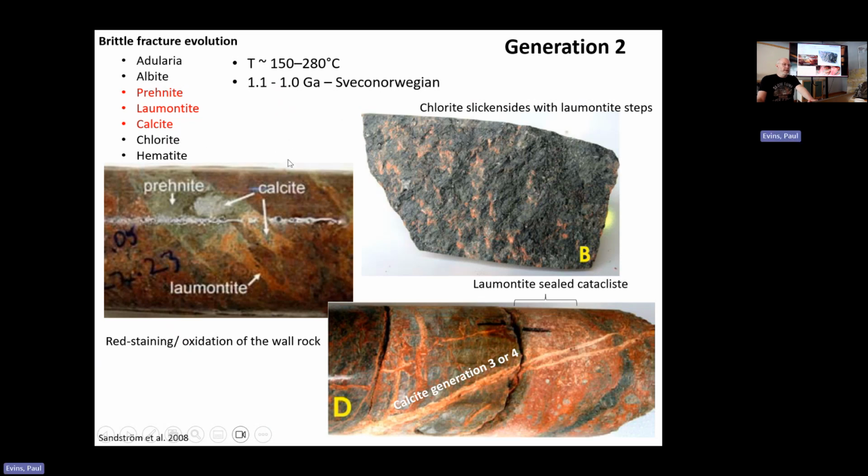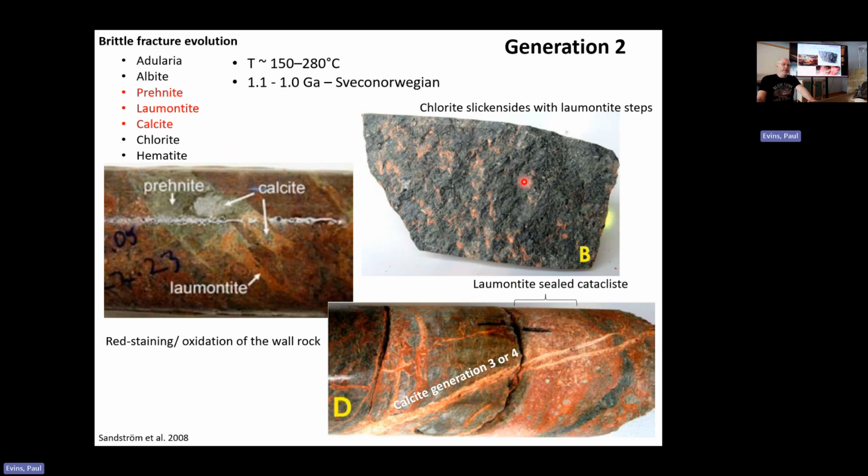There's also chlorite involved here. Just more pictures of the same generation. This is one of the major generations of the fracture formation here. A little bit of prehnite here. Prehnite's really hard to identify. You have to be a specialist to be able to see it in the fractures. Same with laumontite.